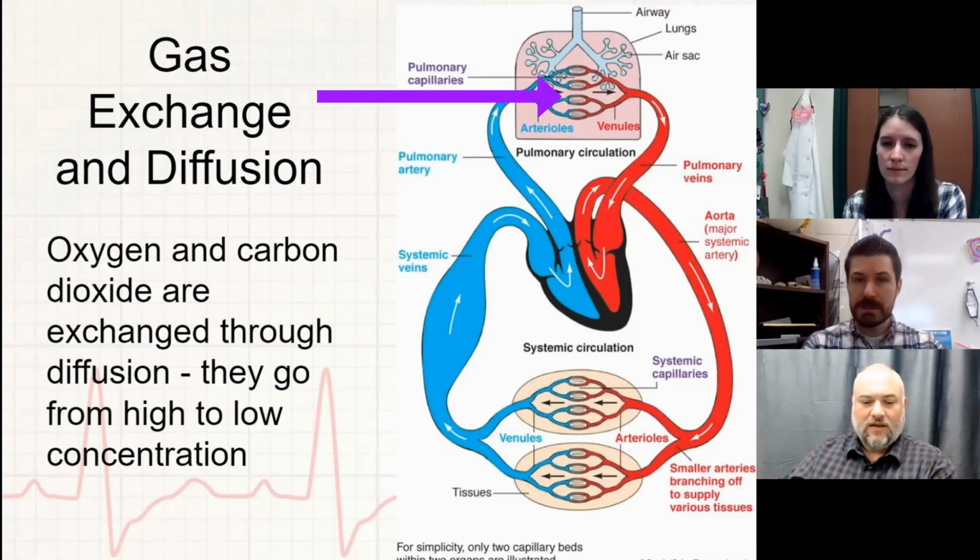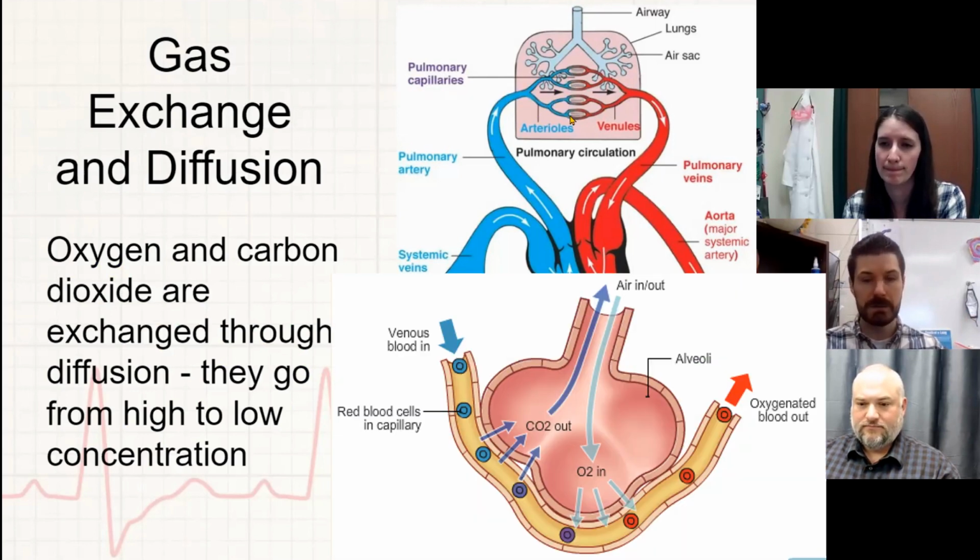So capillaries in the lungs are where your blood is going to pick up oxygen. When you breathe in a breath of fresh air, there's lots of oxygen in that air, very little oxygen in your blood because your body has used it all. So as the blood flows through the capillaries in the lungs, oxygen is going to diffuse from high concentration in the air in your lungs into the low area of concentration, which is your blood.